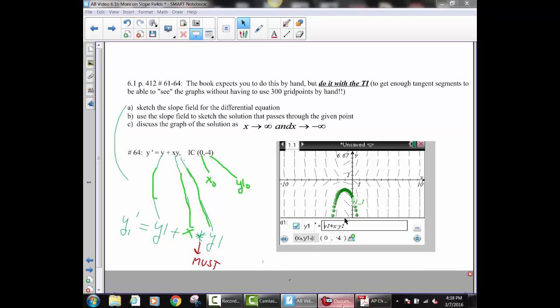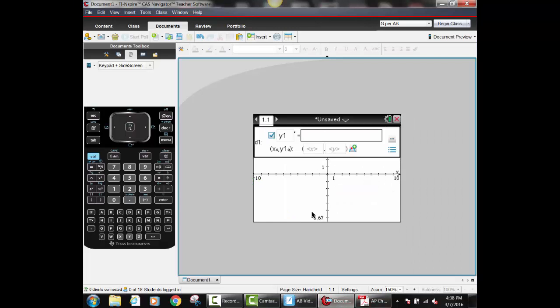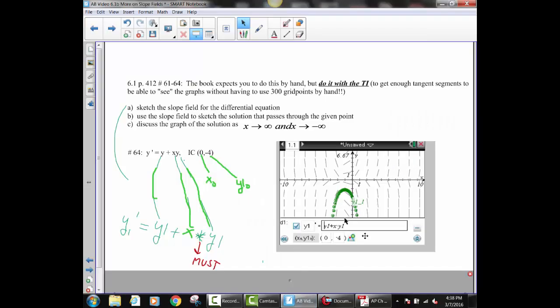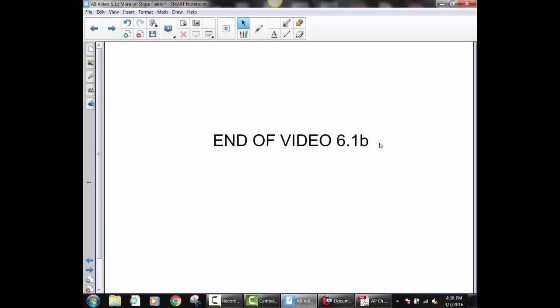Let me actually show you one in action. So let's say we had the differential equation x plus 2y. I'd have to enter that as x plus 2 y1. And let's say I had an initial condition of (0, 2). Okay, press enter. There's your slope field. And there's the point (0, 2) right there. You can see that initial point right there, and you can see that they've drawn the curve that goes through that slope field. Okay. So pretty easy to do. And that's the end of video 6.1b.